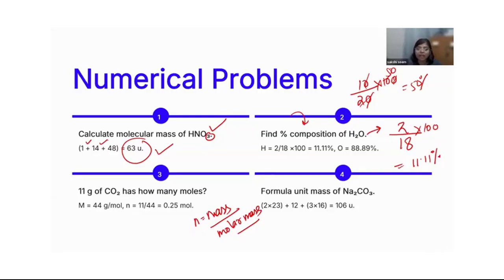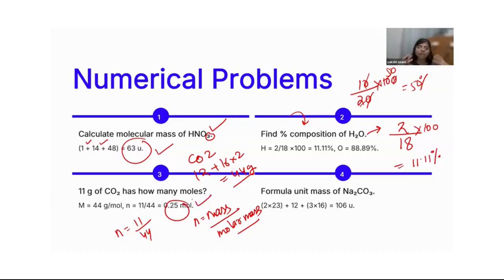Similarly, if I have 11 grams of carbon dioxide, that is how many moles? Firstly, I need to find out the molar mass, right? Because the number of moles is mass by the molar mass. What is molar mass? It is the mass of all the atoms added together. So carbon dioxide is 12 plus 16 into 2, that is 44 grams or 44 U, anything you can write. So the number of moles is 11 by 44, that is 0.25 moles.